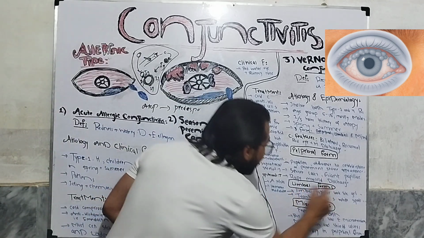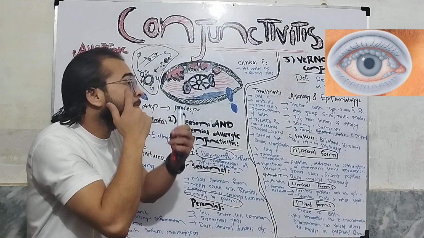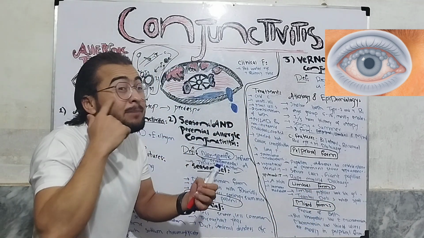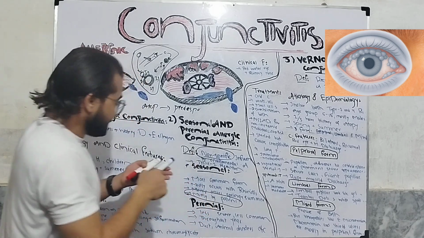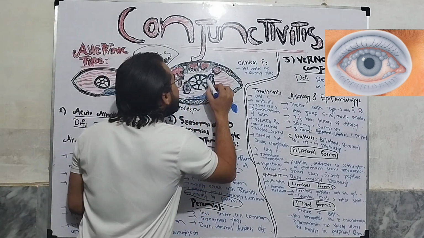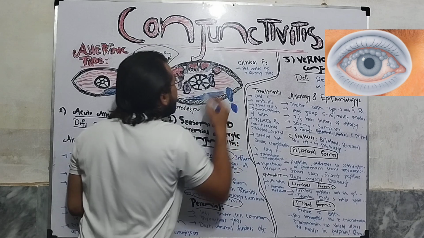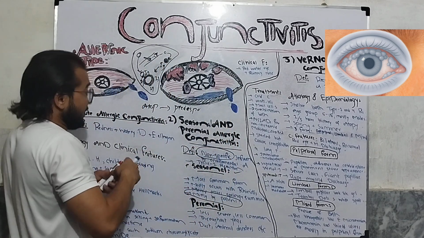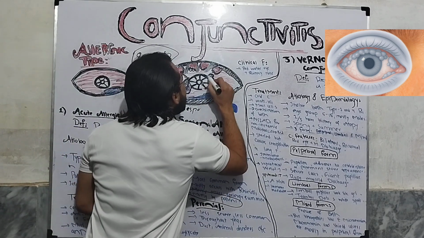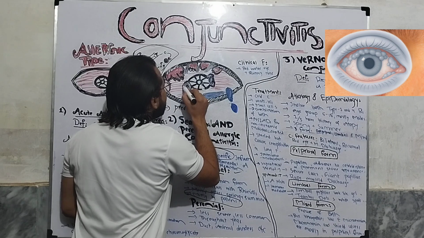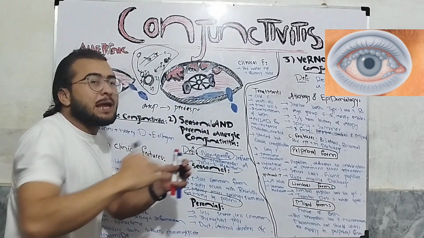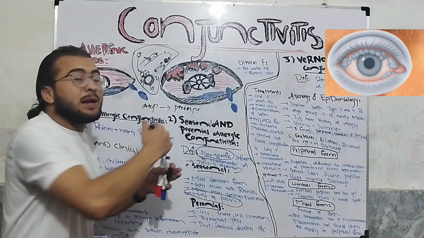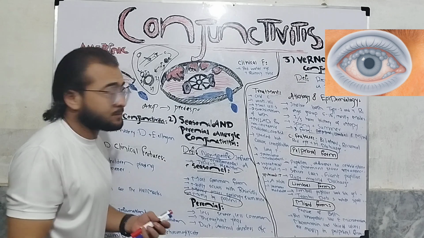Now, what are the features in the limbal form? Limbal form means it mainly involves the limbal conjunctiva. So there will be papillae on the limbus, okay? The papillae are now present on the limbus. These papillae look like gel, so that's why they are called gelatinous papillae.